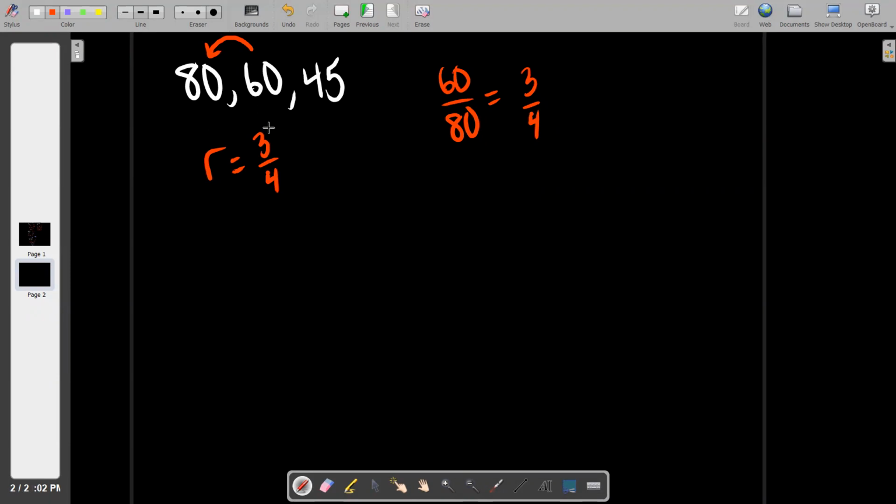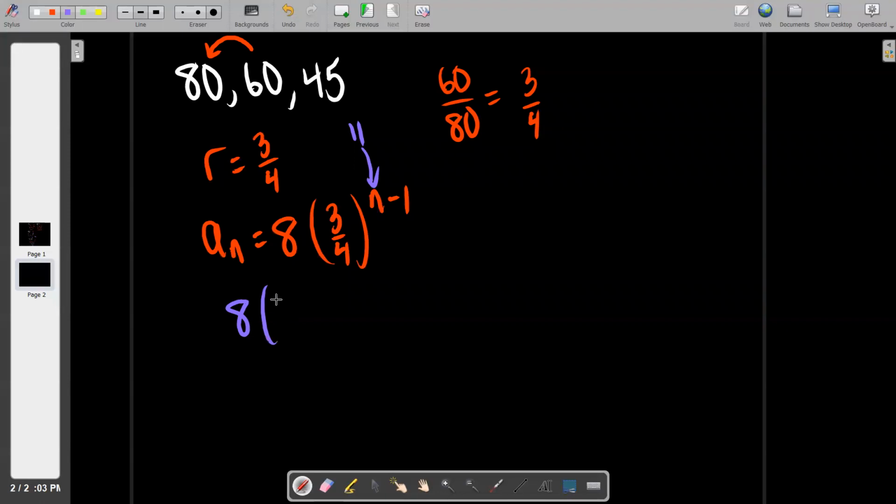And now you have everything you need. That's it. And so we just write the explicit formula, which is a sub n equals, yeah, you guessed it, first term times common ratio raised to the power of n minus 1. Easy peasy. And it says to find the 11th term. So we're going to put 11 in place of n. And we're actually going to type into our calculators 8 times 3 divided by 4, that's our 3/4, to the power of not 11, but 10. 11 minus 1 is 10. And that'll come out to a rounded answer of 4.505.